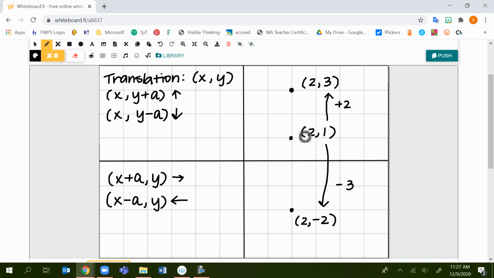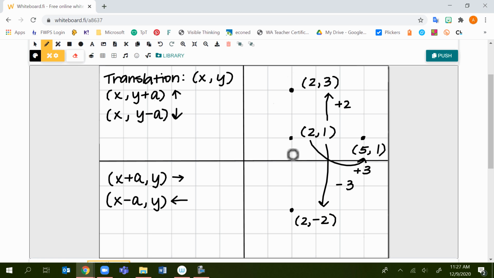So let's go back to my original point of 2, 1. If I wanted to move 3 to the right, that means I'm going 1, 2, 3 here. And this point is now called 5, 1. What happened was I took my x coordinate and I added 3 to get here.